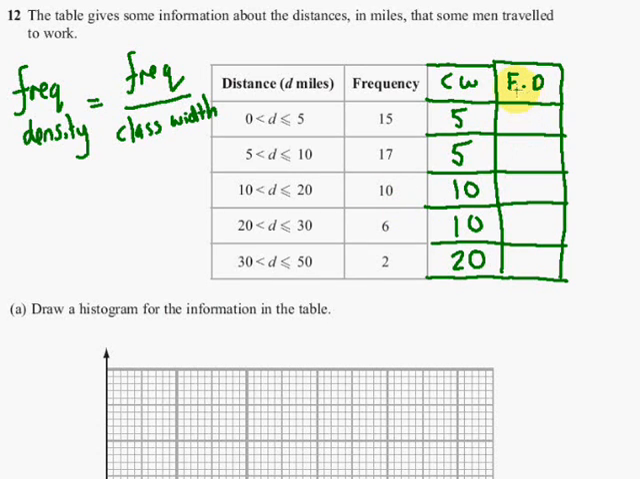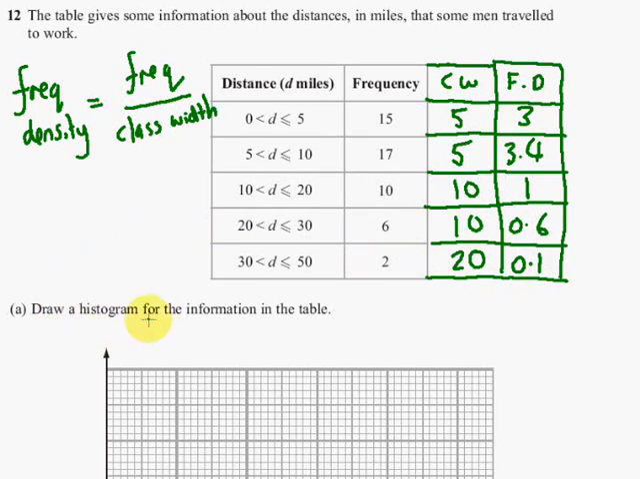Okay, the frequency density is frequency divided by class width. So 15 divided by 5, not 5 divided by 15. So 15 divided by 5 is 3. 17 divided by 5 is 3.4. 10 divided by 10 is 1. 6 divided by 10 is 0.6. 2 divided by 20 is 0.1. Yes, it is.